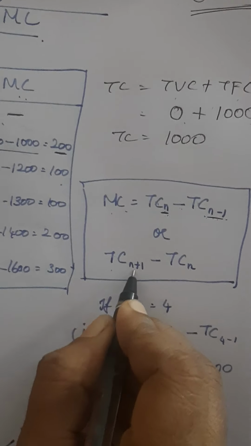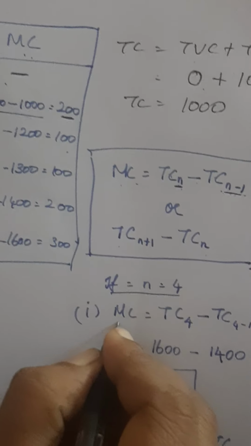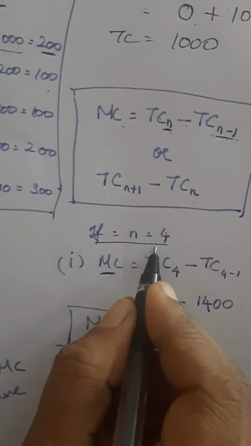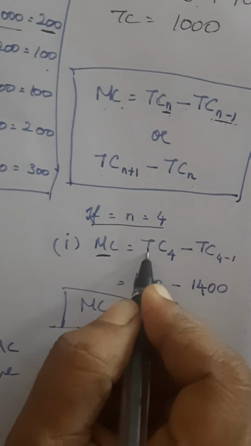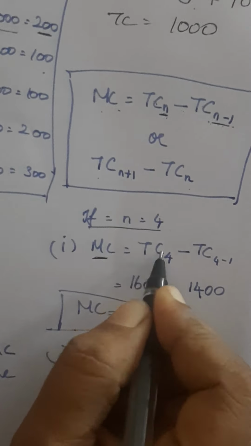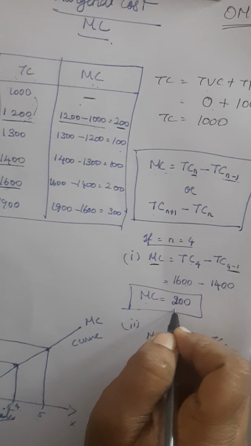If we take n equal to 4, what will be the marginal cost? The n is 4, so TC4 minus TC4 minus 1. 4 minus 1 is what? 3, isn't it? TC4 is 1600, TC3 is 1400. So what is the answer? What answer did we get? 1600 minus 1400, 200.